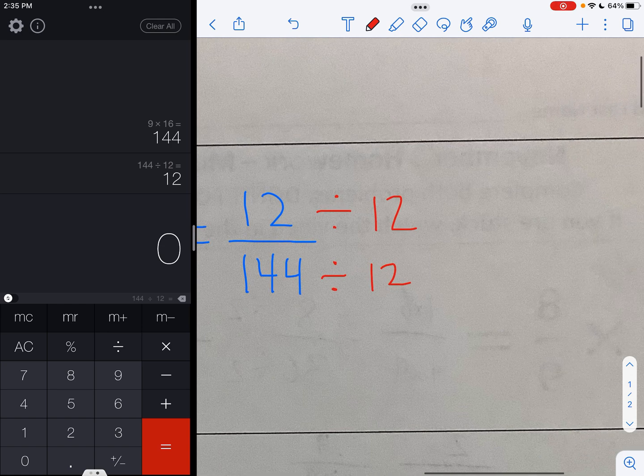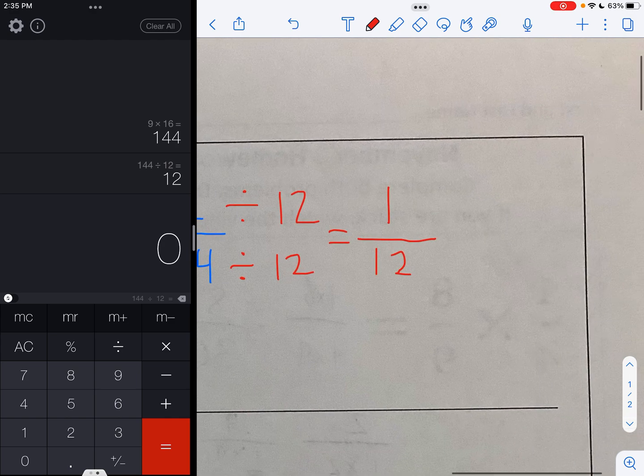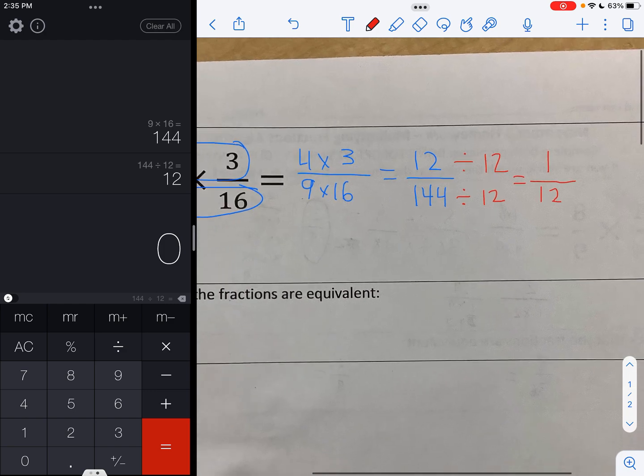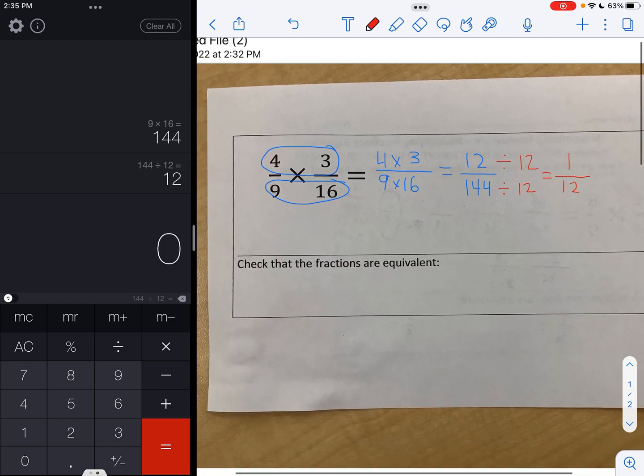Well, 12 divided by 12 is just going to be 1. 144 divided by 12 is going to be 12. We just did that in the calculator. So we have 1/12. And like we talked about in class, if we have a 1 on the top of our fraction, we know that it can't be simplified any further because you can't split up a 1 any further without making it into fractions, which is something we're not even going to talk about right now. So we have 1/12.